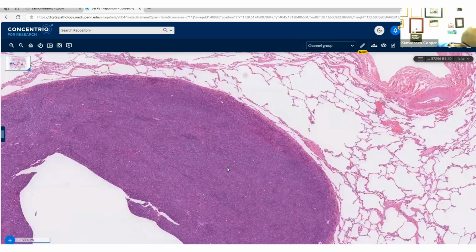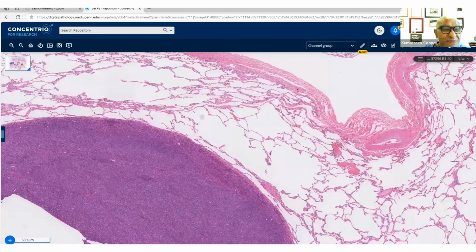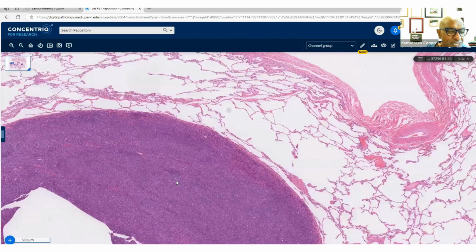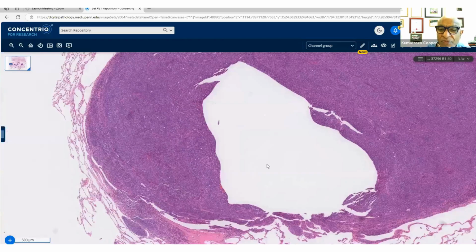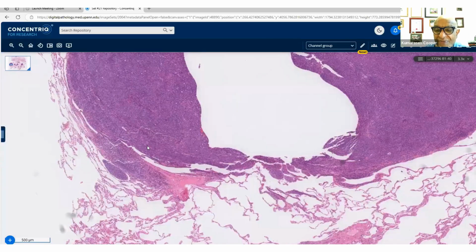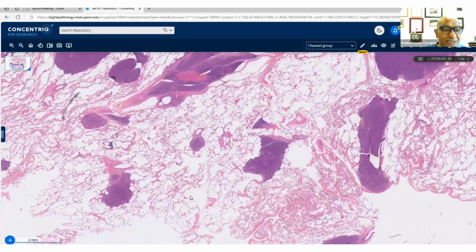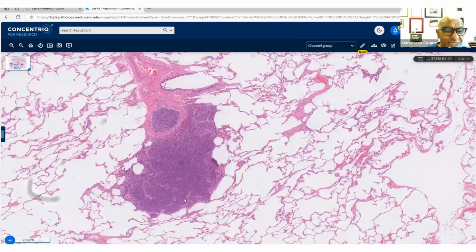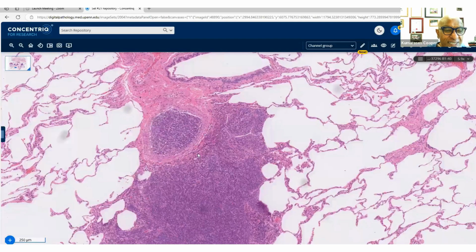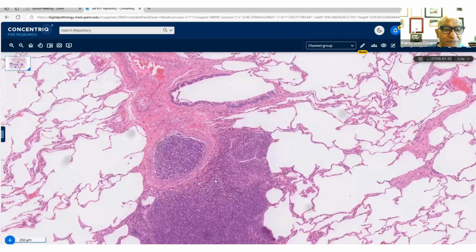All right, she's 44, and these are multiple lung nodules. It was resected by the thoracic surgeon. Any thoughts? Yeah, I'm showing you this vessel again. It's tumor in the vessel.